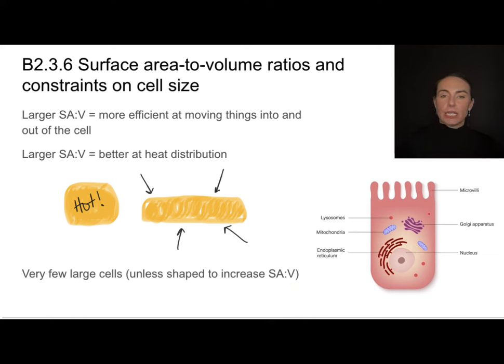Let's take a look at this cell here. There's a lot of volume. It's a pretty big cell, but look at all these folds in the membrane. The purpose of these folds is to increase the surface area. And if I've increased the surface area, then I'm going to increase the surface area to volume ratio.